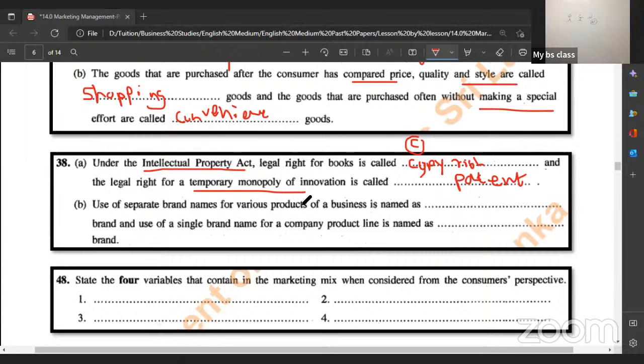A separate brand for each various product is the individual brand. Example, Unilever. And a single brand for all the companies, all the products, the product bundle that you offer, comes under the family brand.